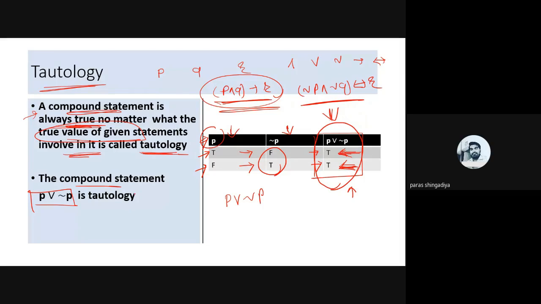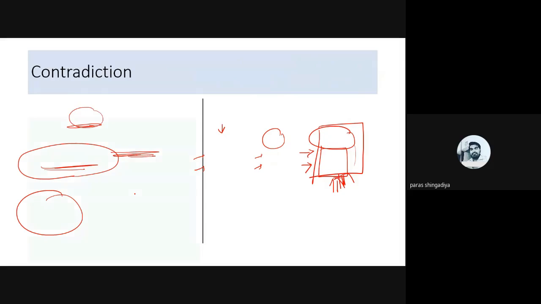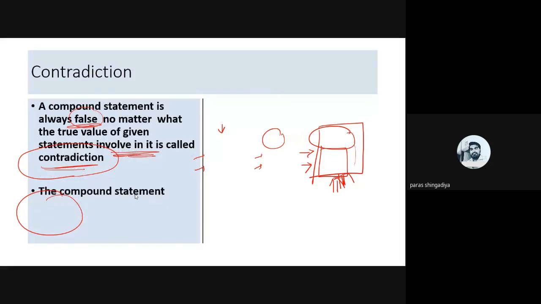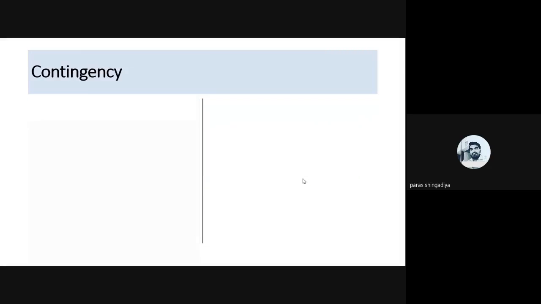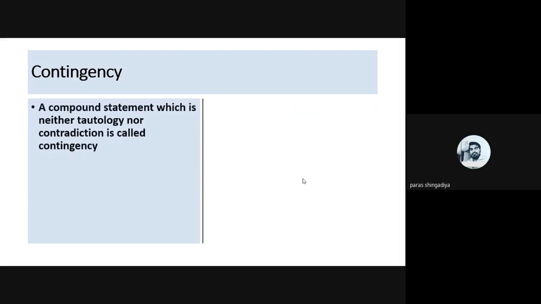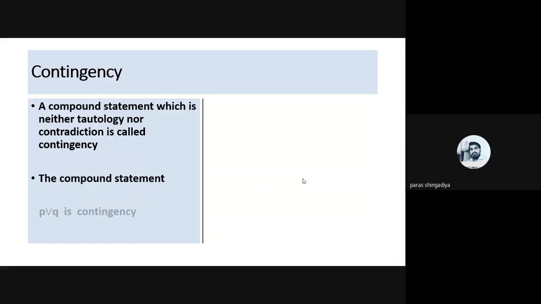And a contradiction means all the values should be in the form of F. In this compound statement all these values are false, meaning F, so it is known as a contradiction. And the third one is known as a contingency. It is a mixed type: true as well as false, both.